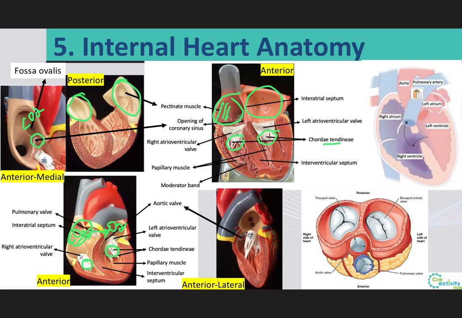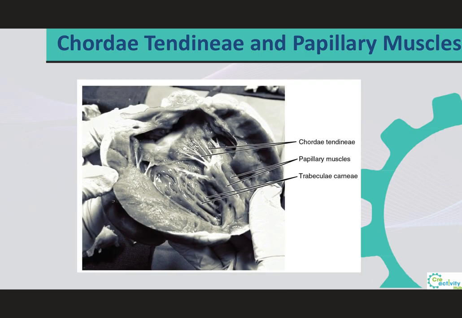We can only locate the moderator band on this model, as it is not represented on this smaller model. And this image is for us to appreciate the connection between the papillary muscles and the chordae tendineae holding the valves in place. Here we have the right atrioventricular valve. We can see a little bit of the chordae tendineae. And then on the left side, we will have the atrioventricular valve with the chordae tendineae and the papillary muscles holding it in place.